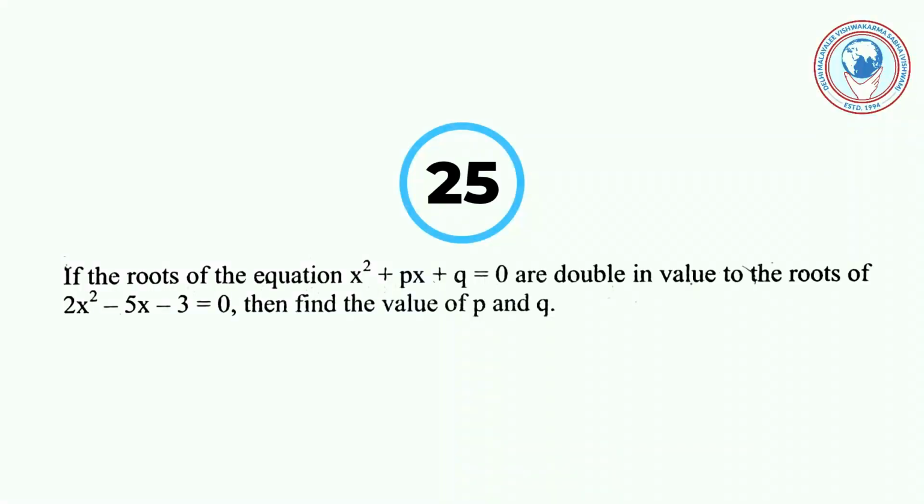If the roots of the equation x square plus px plus q equals 0 are double in value of the roots of 2x square minus 5x minus 3 equals 0, then find the values of p and q.